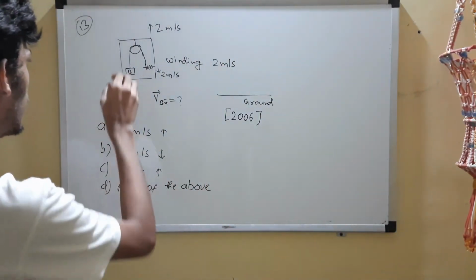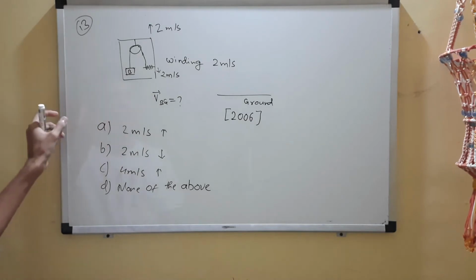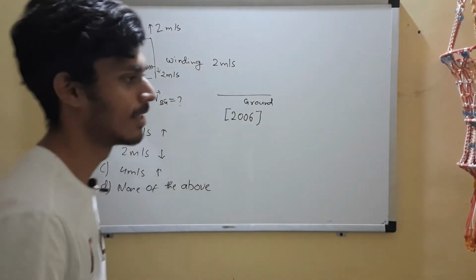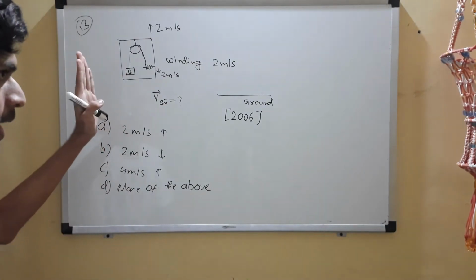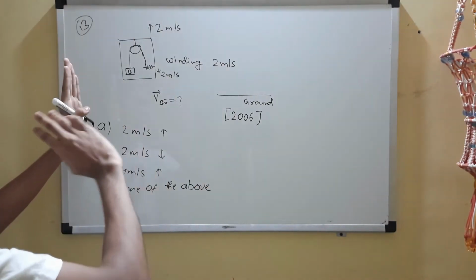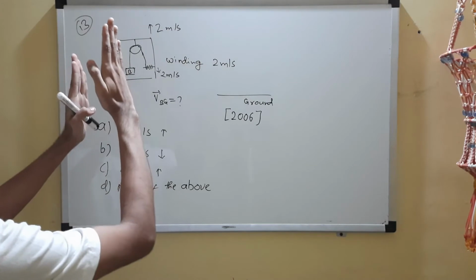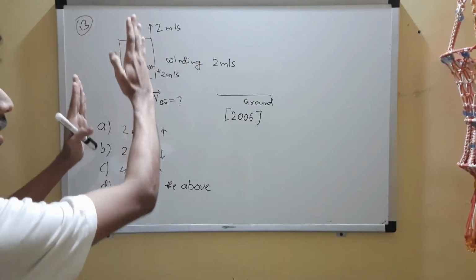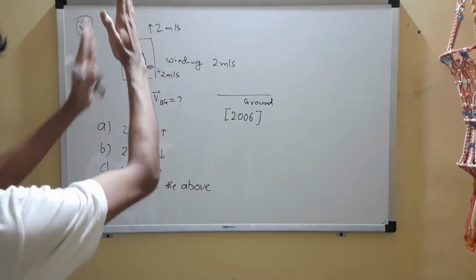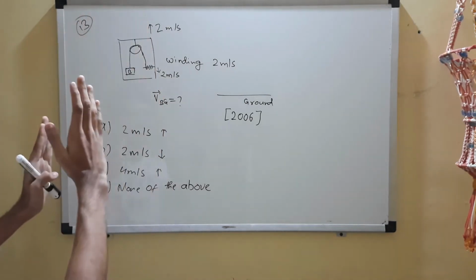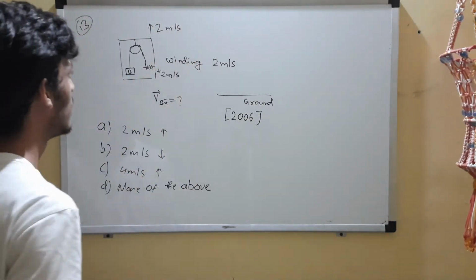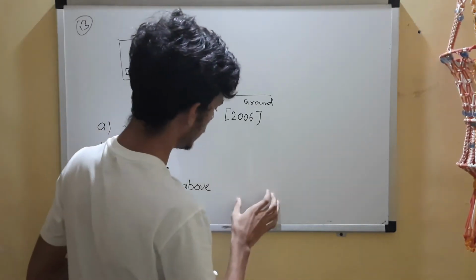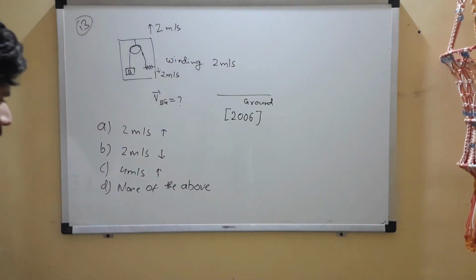Quite simple. Now let's come to ground. When we come to ground, we see that the lift itself has a velocity in the upward direction. So now velocity of B was 4 meters per second. Remember that, okay? And 2 is the velocity of lift in the upward direction. Now again, this 2 will add up. When we see it from ground, this 2 will add up. So that velocity will be 6 meters per second, and which is none of the above.